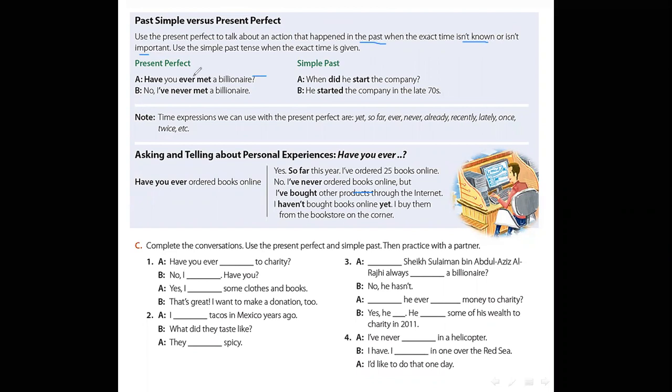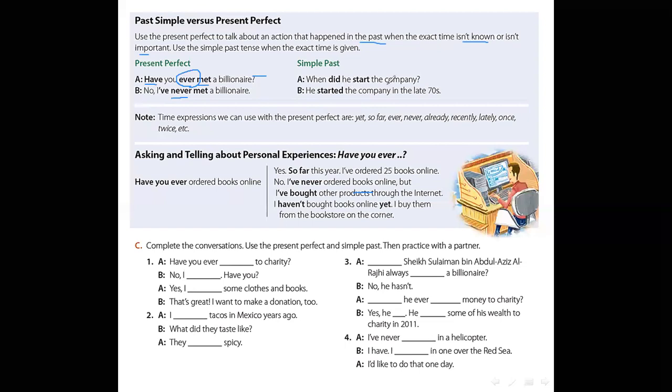Excellent. For example, for the present perfect: Have you ever met a billionaire? No, I have never met a billionaire. Have plus past participle. And we use ever in the question for the present perfect. When I say no, I should change ever into never. Okay, keep in mind. What about the past simple?